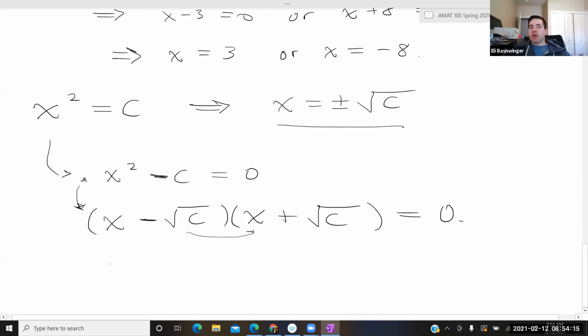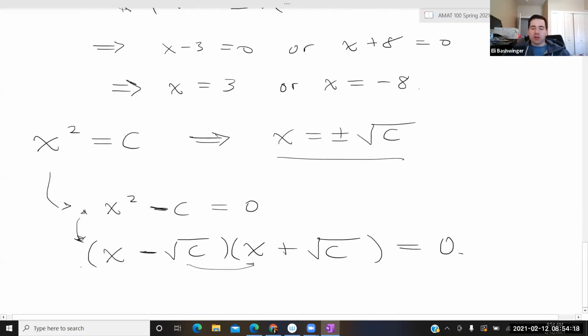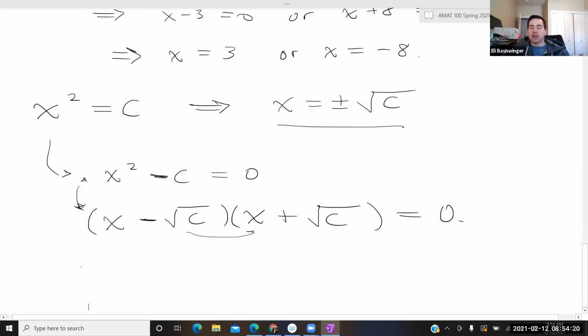And then you just use the fact I mentioned up here: the product of two numbers is 0, so one of the two factors has to be 0. In fact, both of them can be 0, that's entirely possible also. So the rule of thumb is you can just take the square root of both sides, but this factorization is really what's going on in the background.